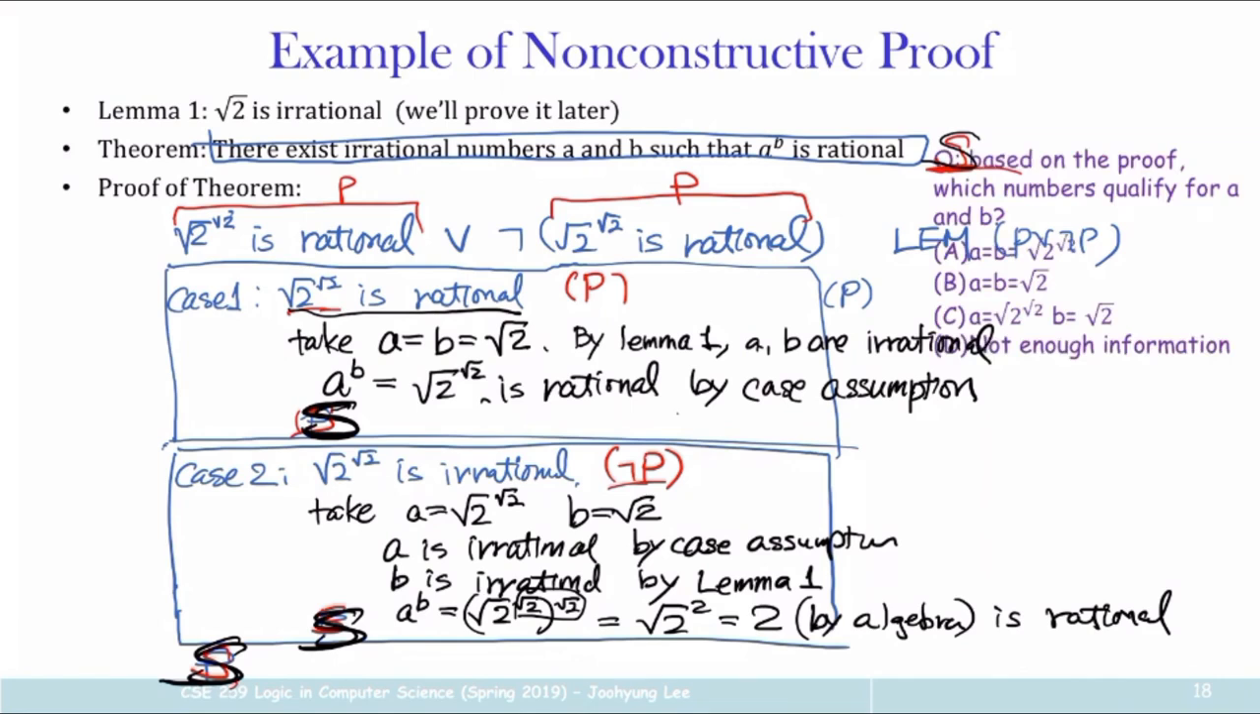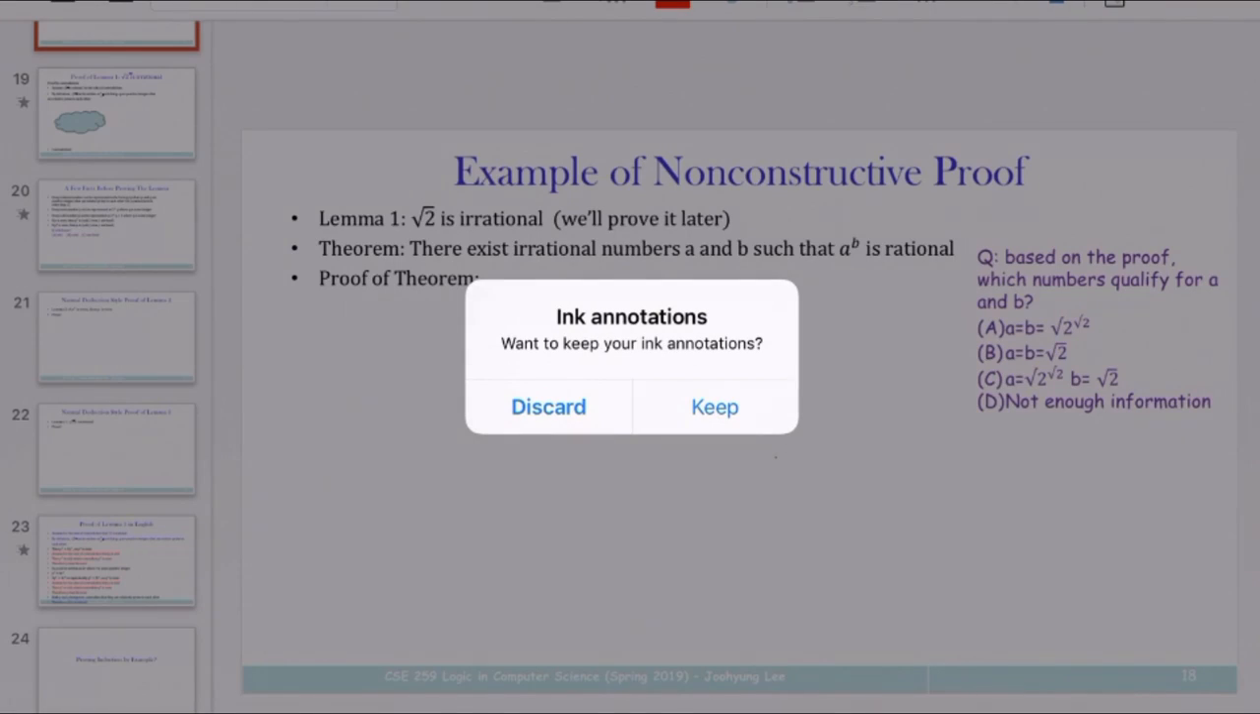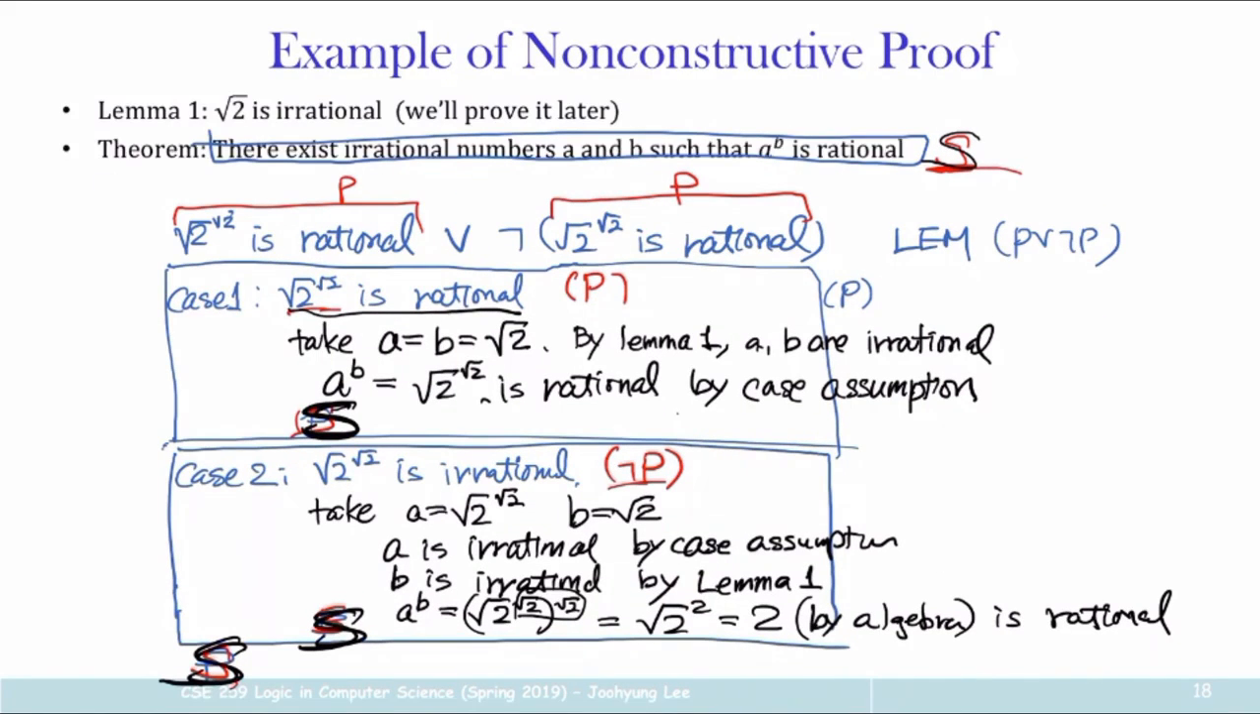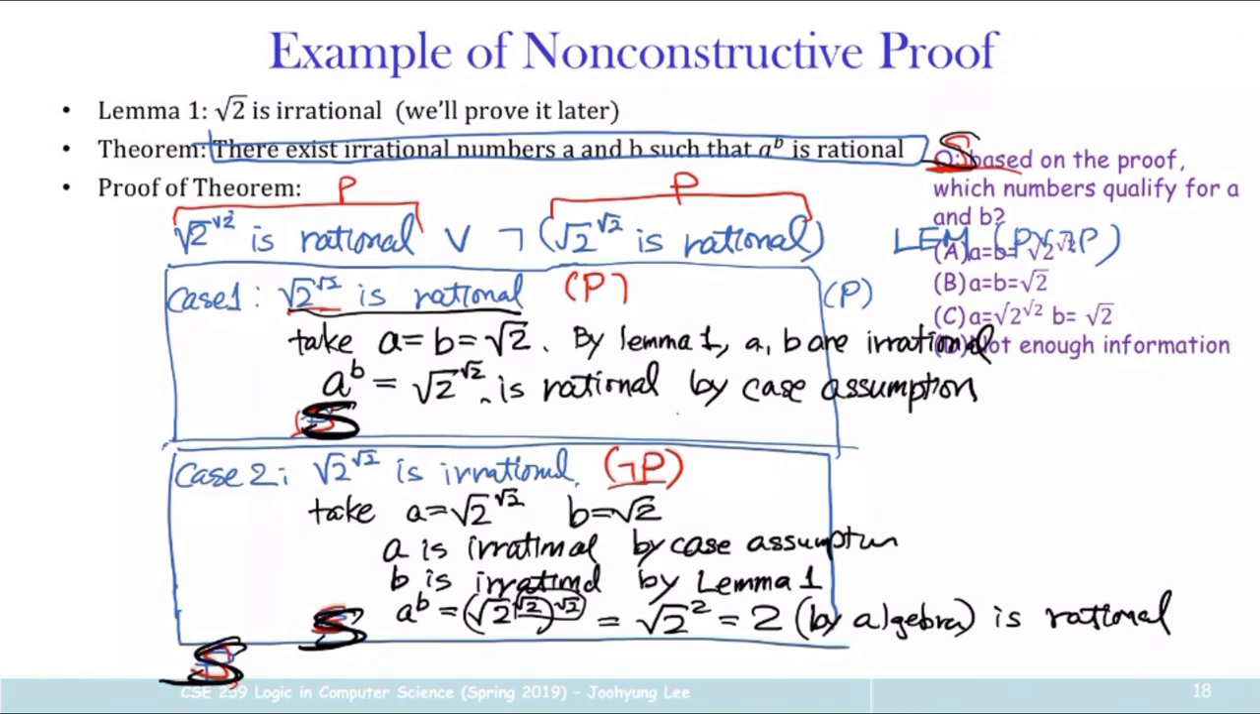Okay, so who? I should erase this now. So the question is, based on the proof, which numbers qualify for A and B? I think you can construct this, so let me erase this.